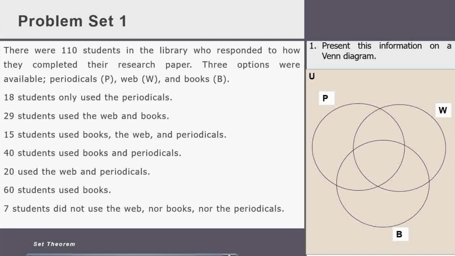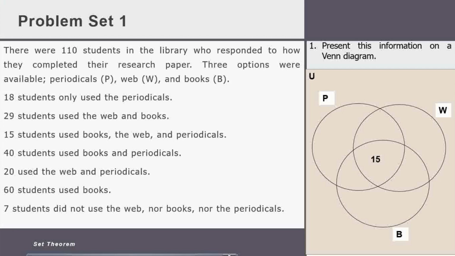Given this information here, the first information we'll push on this diagram is the information that is informing us over the students who actually used all the 3. Okay, so we need to put information for the students who used all the 3 options. Those who used the periodicals and at the same time they also use the web and they also use the books. So we want to put the intersection for all the three. So if we look at this information that we have here, we are told that 15 students used books, the web, and periodicals. So we'll get the 15 and put it in the center there, in the middle, the intersection of periodicals, the web, and the books.